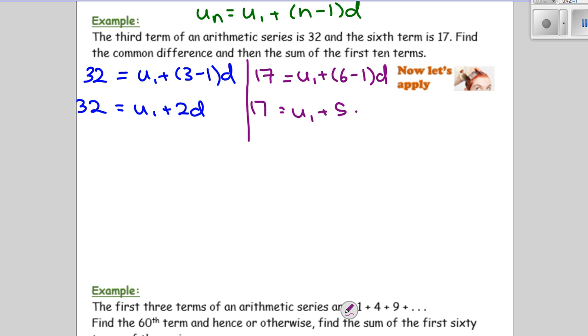So the little clue is, do you think our d is going to be positive or negative? How do you know it's negative? Yeah, it's descending. Well done. The third term is 32 and the sixth term is 17. So that's a little clue. Our d is going to end up being negative. And then we can solve it in polynomial if you want, or do it by hand.